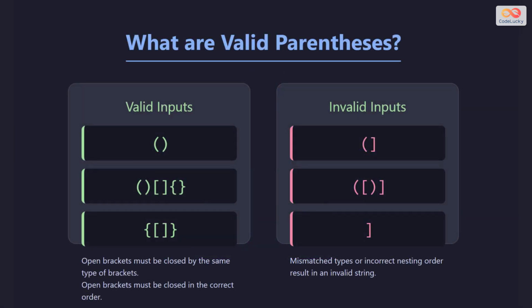So, what exactly makes a string of parentheses valid? There are two main rules. First, every open bracket must be closed by the same type of bracket. Round matches round, square matches square, and curly matches curly. Second, they must be closed in the correct order. You cannot close a bracket that hasn't been opened most recently. As you can see, the example on the left is valid, while the examples on the right are invalid due to mismatches.